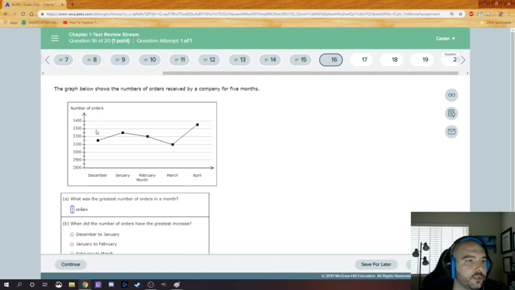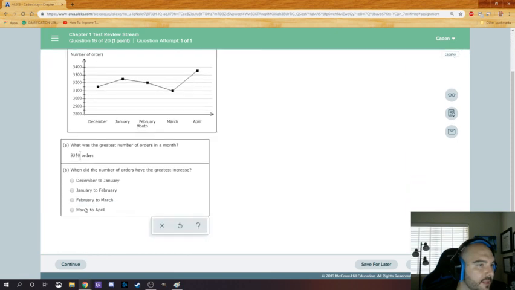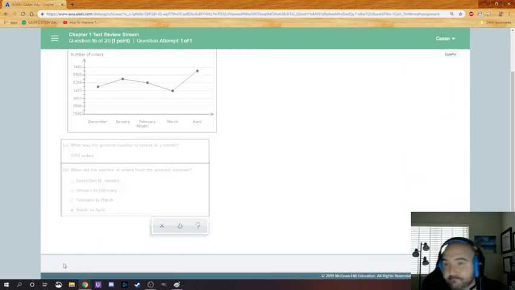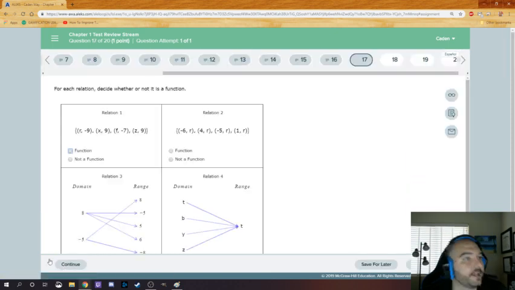All right, this one wants you to analyze the graph. So what is the greatest number of orders in a month? I just need to find the highest. That would be April, between 3,300 and 3,400, so 3,350. When did they have the greatest increase? It looks like from March to April has the biggest rise. Boom. There you go. Analyze the graph.